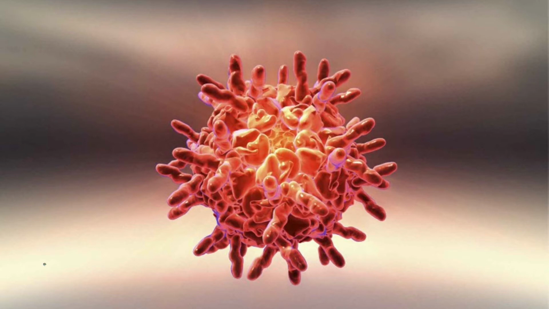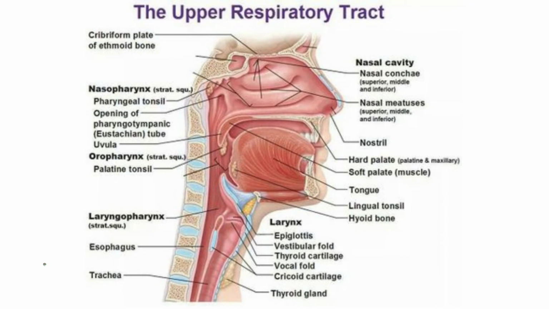Now, we've identified what causes the common cold, but how exactly does the common cold affect you? And where does it affect you? The place that the common cold most commonly affects is your upper respiratory tract system, which leads to things like sore throat, nasal congestion, runny nose, cough, fever, muscle aches, and other unpleasant symptoms.